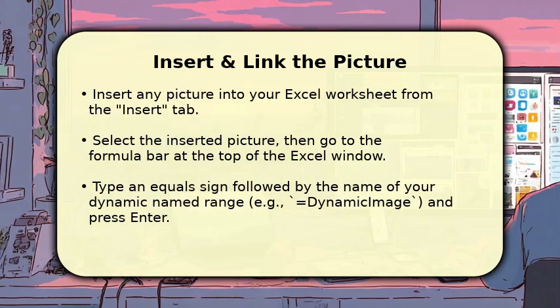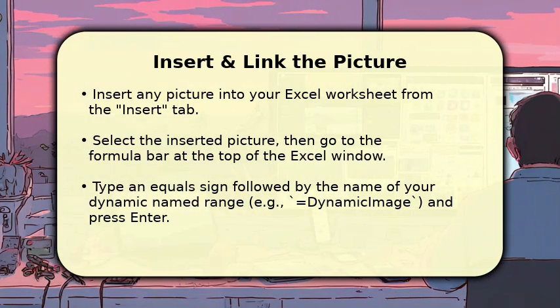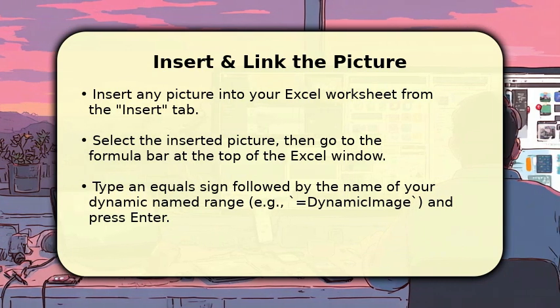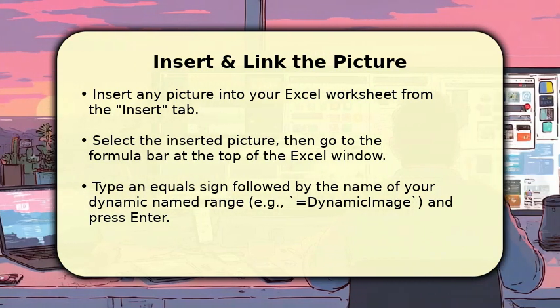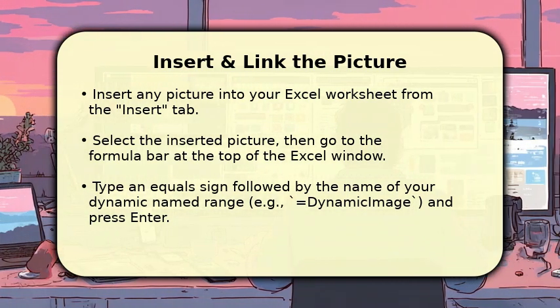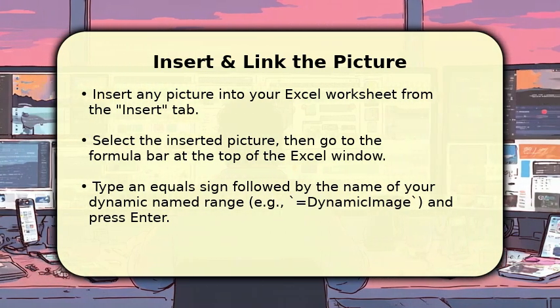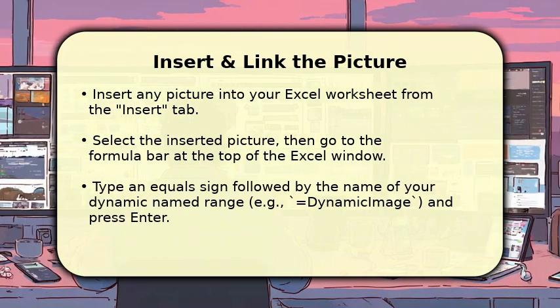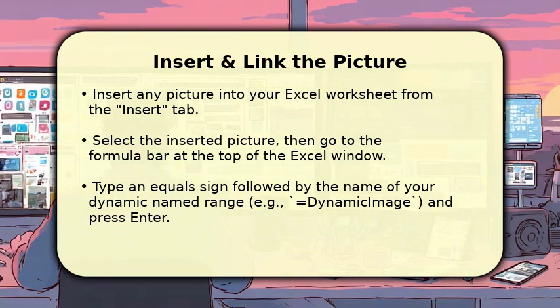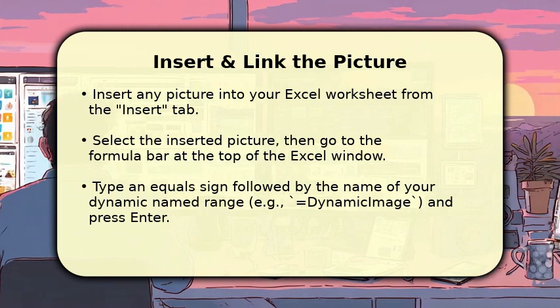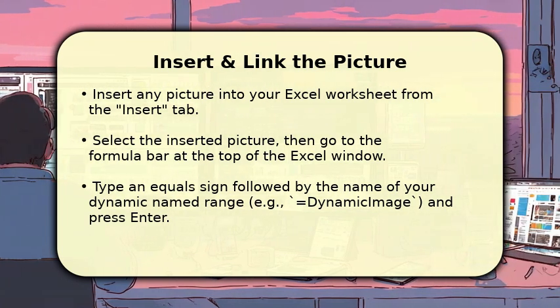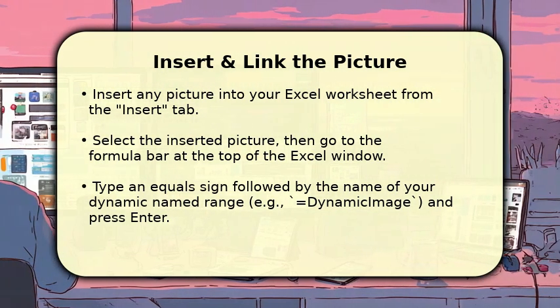Now, let's insert and link the picture. Go to the Insert tab, then Illustrations, and choose Pictures to place any image onto your sheet. Once the picture is on your worksheet, select it. Crucially, go to the formula bar at the top of Excel. Type an equals sign, followed by the exact name of the dynamic range you just created, for instance, =DynamicImage, and then press Enter. The picture is now linked.